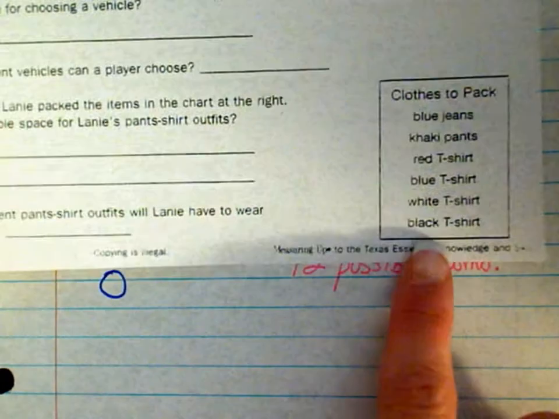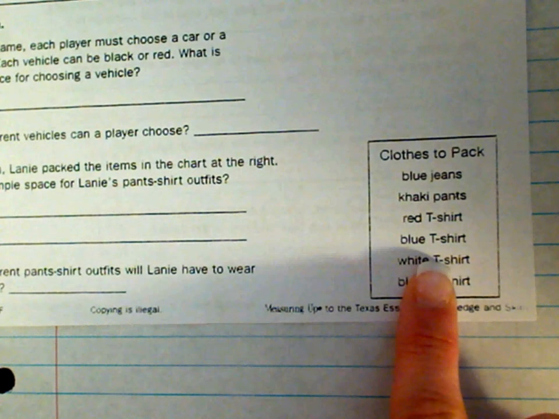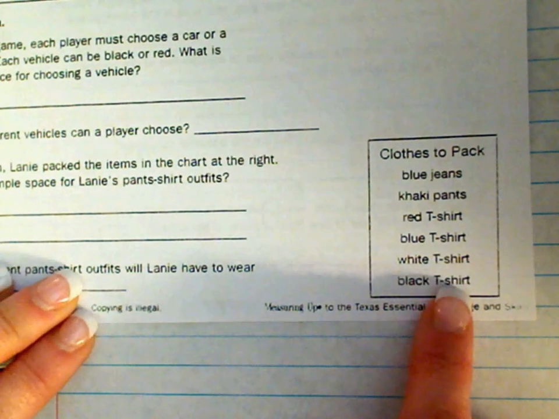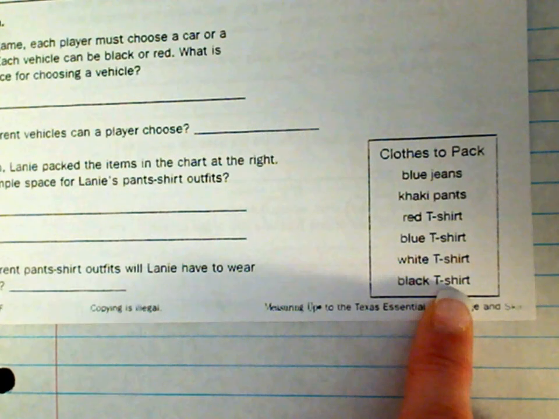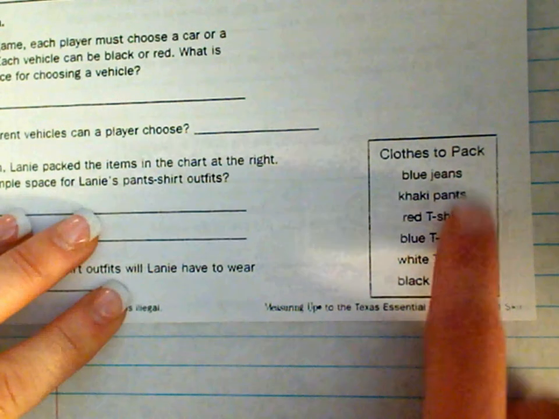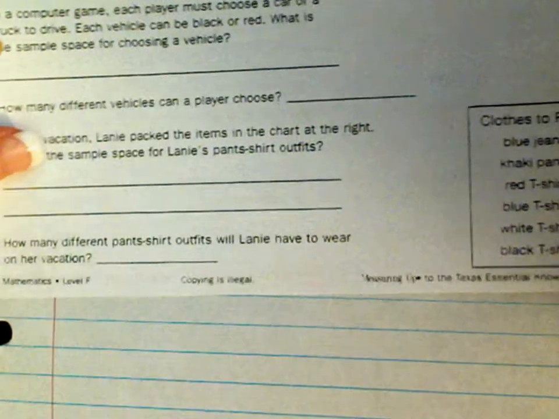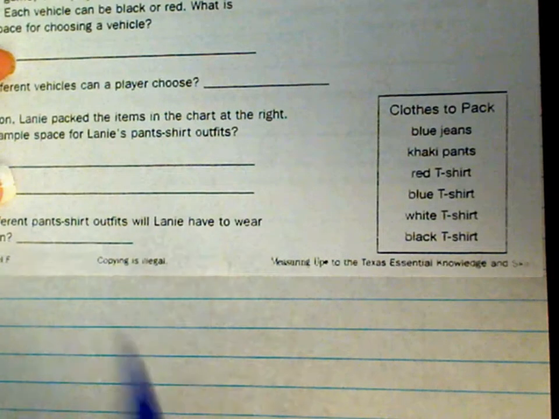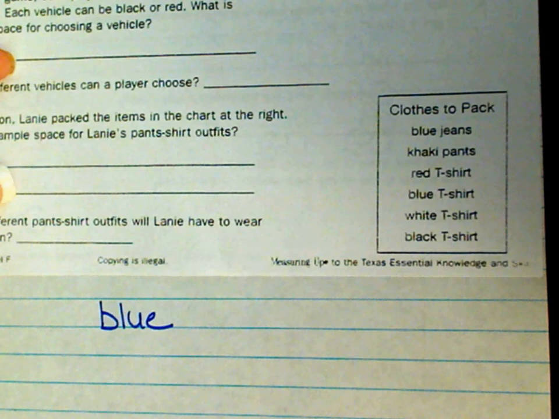This one here at the bottom, we're packing for a trip. The clothes to pack are blue jeans and khaki pants, red t-shirt, blue t-shirt, white t-shirt, black t-shirt. We need to figure out how many possible outfits can be combined and see how many total outfits we can make with what we are packing. So again, I'm going to just write down what I have. I have blue jeans and I have khaki pants.